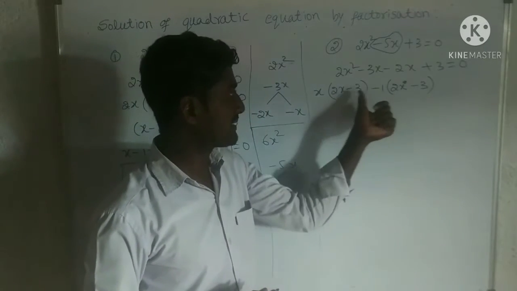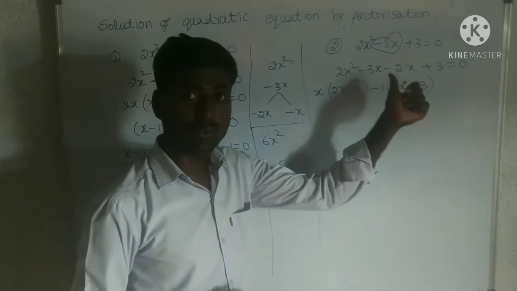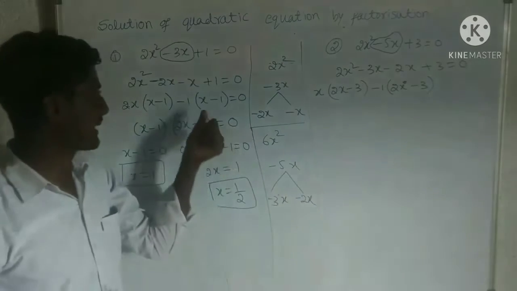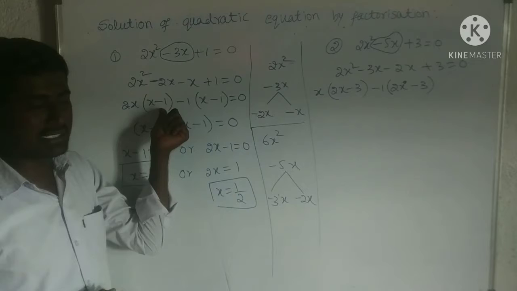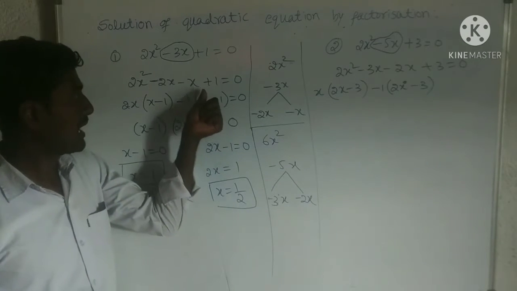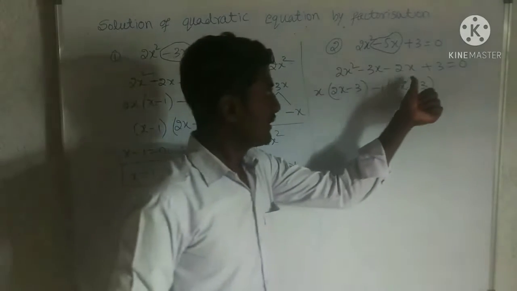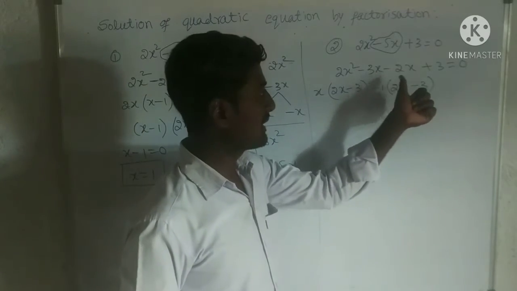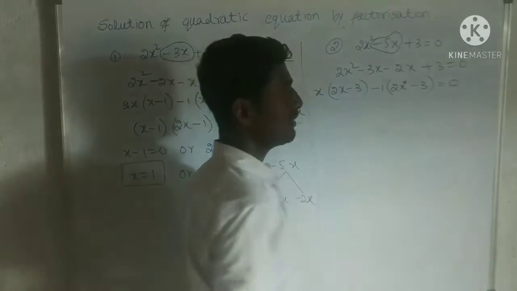Here I should get the same term. 2x minus 3 here I am getting, so here also I should get 2x minus 3. Like that only I have to take the common here. In the bracket x minus 1 is there, so here also I should get x minus 1. To get x minus 1, I have to take minus 1 common here. Then I will get x minus 1 inside. That is equal to 0.